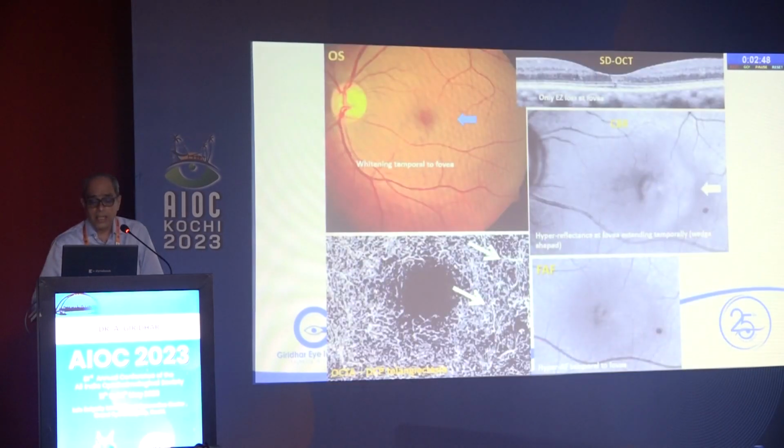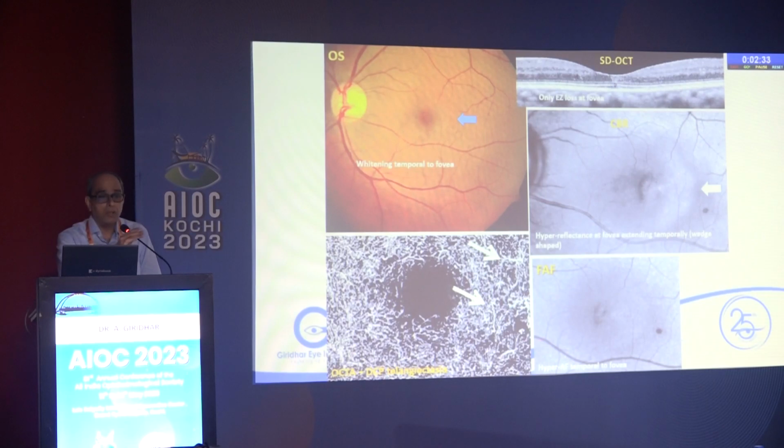Now this is my last case. Now the left eye. The left eye looks very normal. Right eye classic MacTel. Left eye looks very normal on the photograph. But if you do the OCT, you can see one small area of ellipsoid loss.